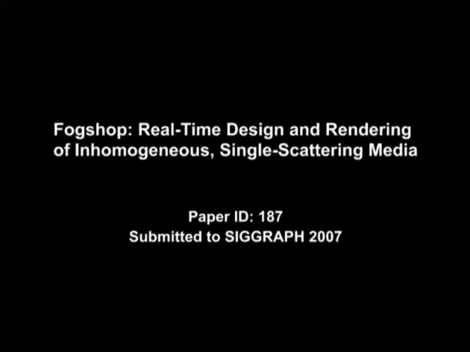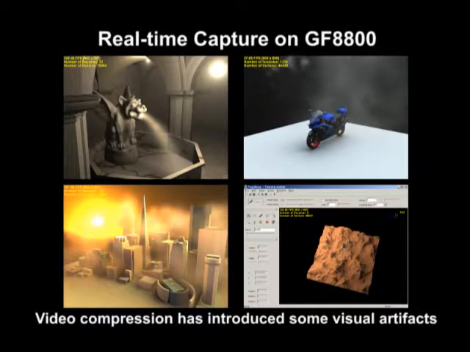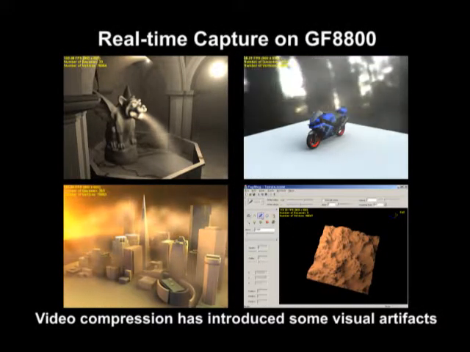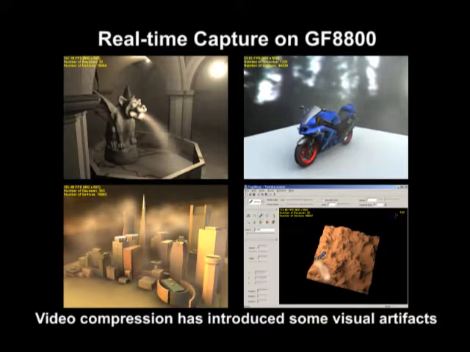We present Fogshop, a new method for real-time design and rendering of inhomogeneous, single-scattering media. We model inhomogeneous media like smoke and fog as a sum of Gaussians. Our new analytic approximation to the airlight integral captures single-scattering effects in real time.